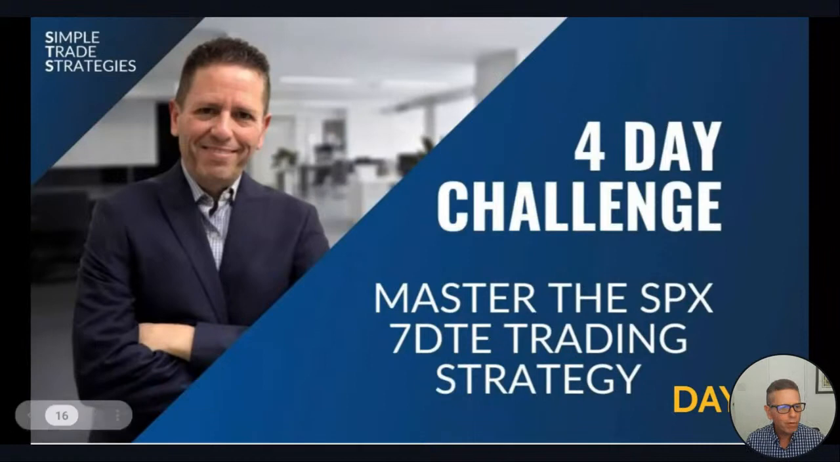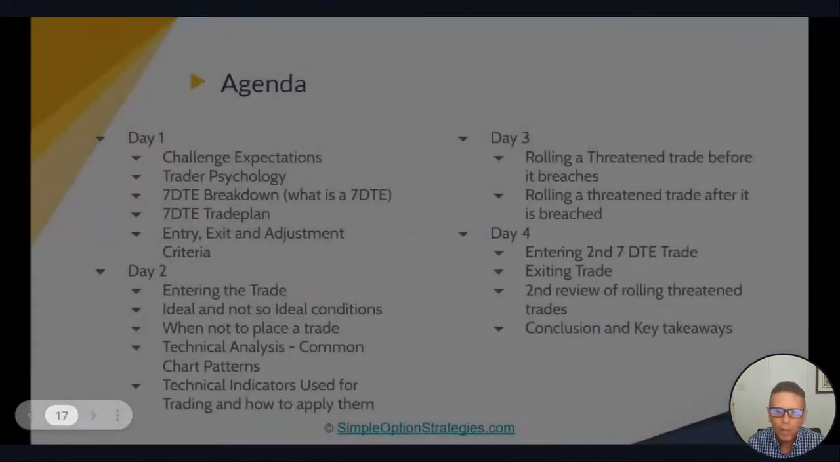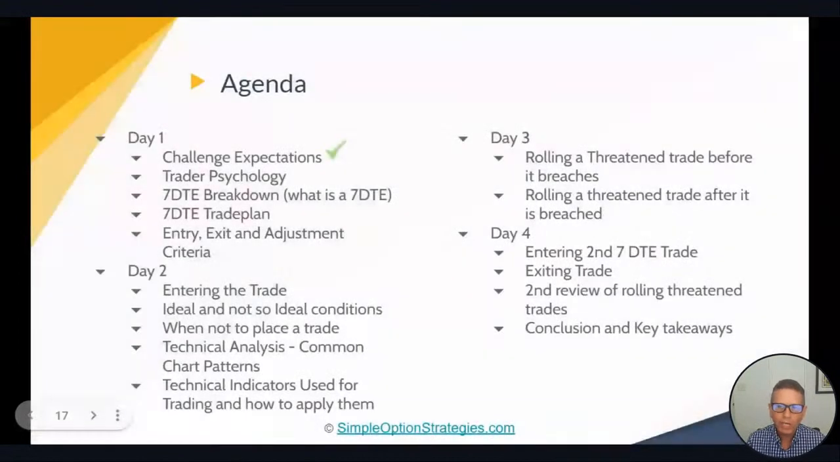All right, so let's cover what we covered yesterday in the agenda. We covered the expectations for the challenge. We went through trader psychology. We did a breakdown of the 70TE. What is it? And we'll get more into that now that we're going to add a trade today. We went through the trade plan, and as part of that, we reviewed the entry, exit, and adjustment criteria.